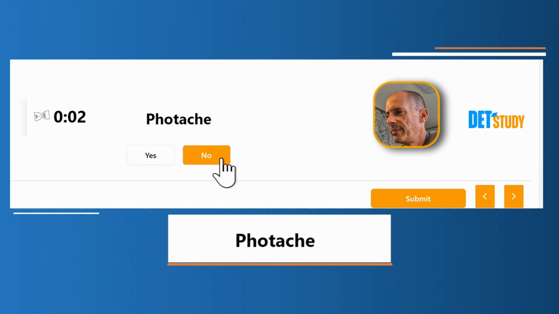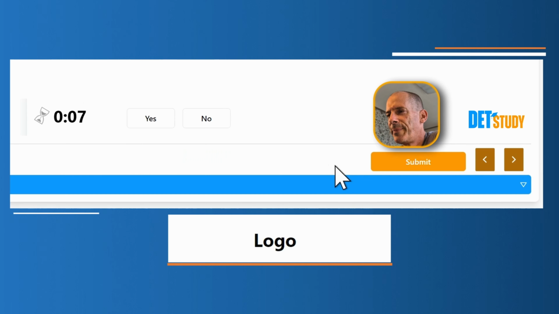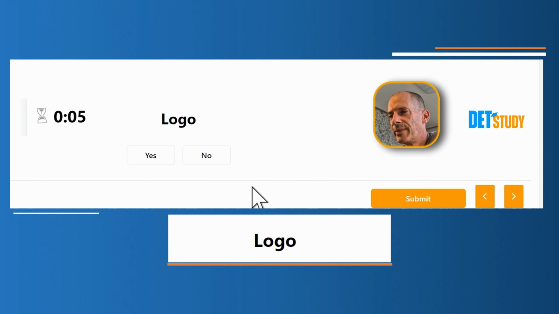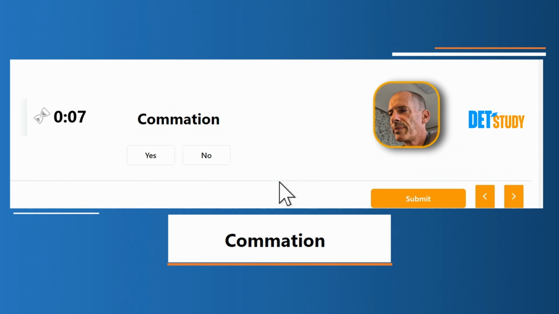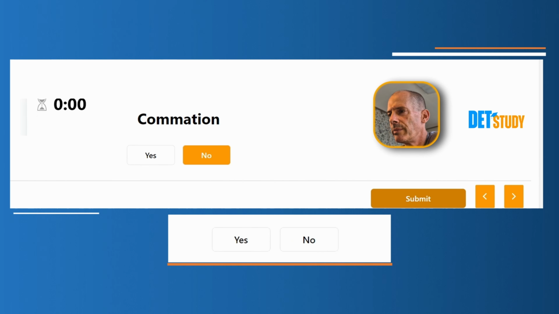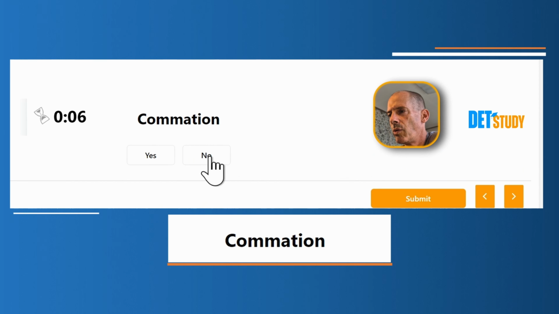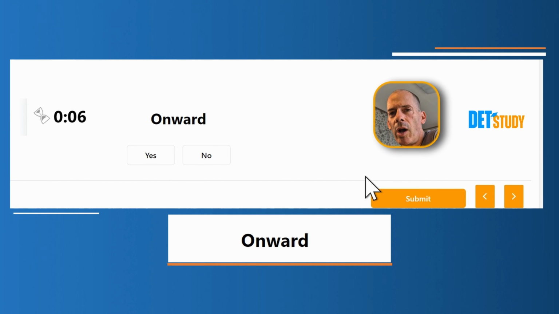Bow. Logo. Yes, logo is a word. Commation. Doesn't sound like a word to me. What do you think? I say no. Time's up. Well, we'll try that again. Commation. No. Submit. Onward. Onward and upward. Wasn't that Buzz Lightyear that said that? Yes.